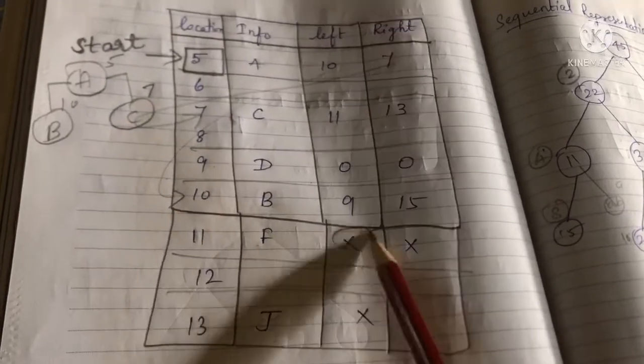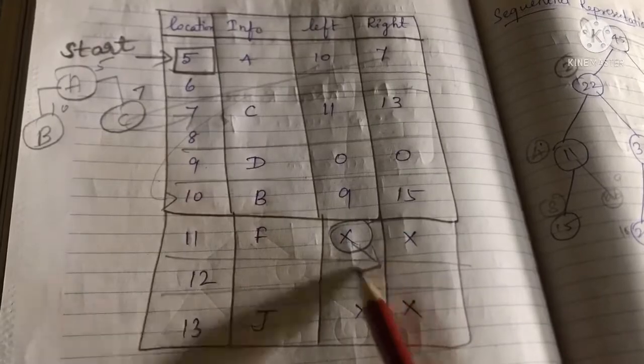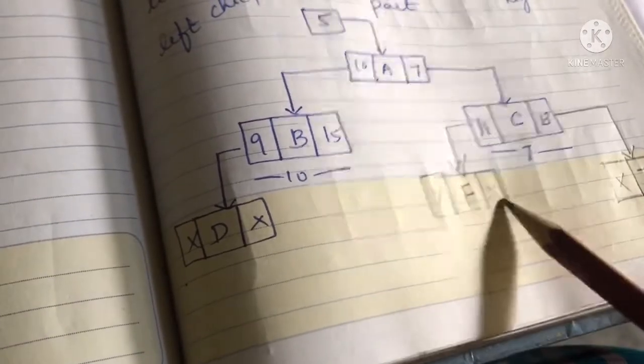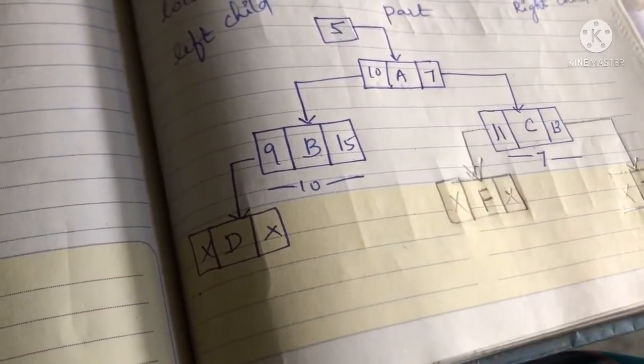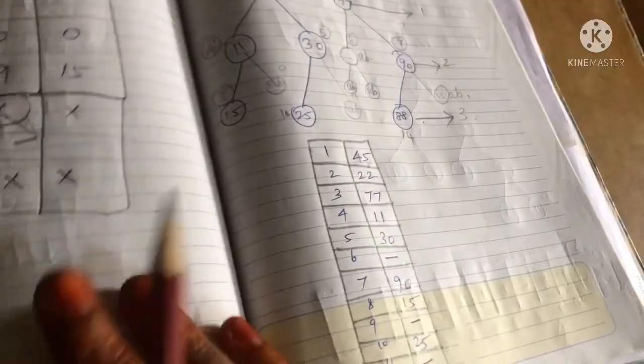If I put X here, it means there is no child. It indicates null values: no pointer, no data here, that is, no left or right child. This is the linked representation.